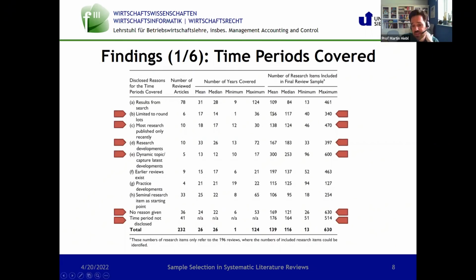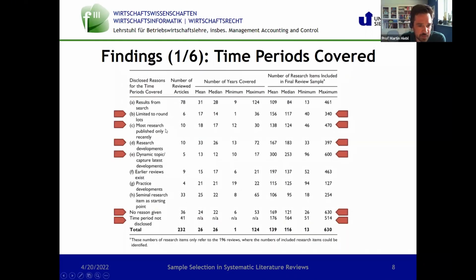And they also did not cover an extraordinarily high number of research items in their sample. So on average, those limited to round lots covered 156 research items, whereas the grand mean is 139. So it's a bit above average, yes, but not so much above average that you would need to really limit your review sample to the last 10 or 15 years.